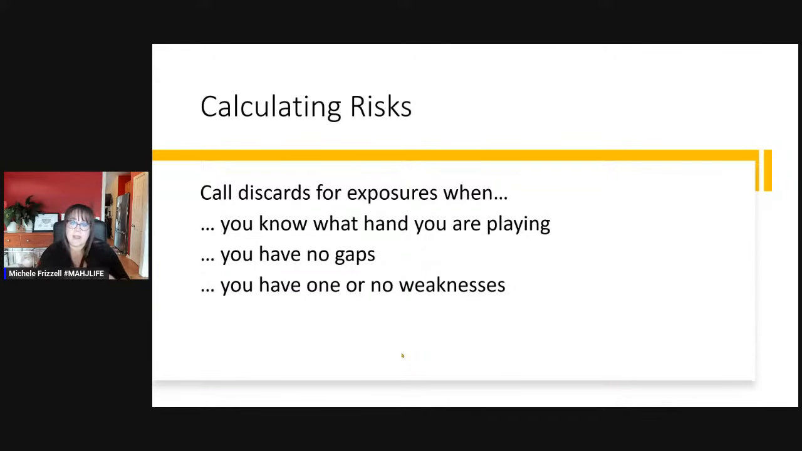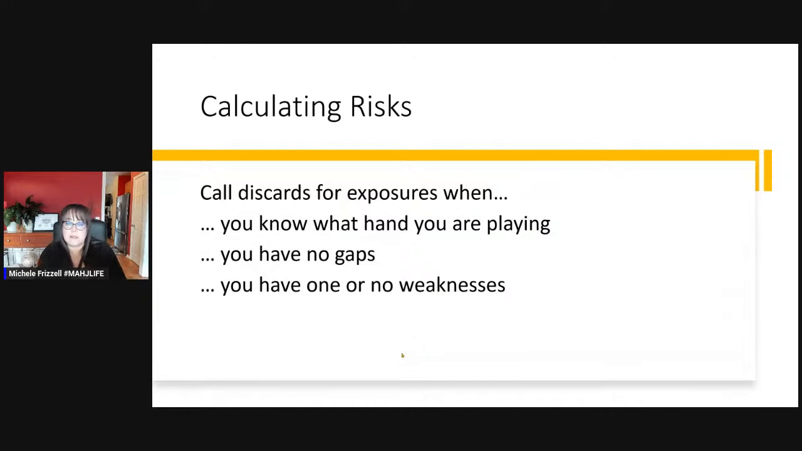Because if you're at that level of hand development, you're probably a front runner in the game. Meaning if you picture a race and there are runners on the track and the runners are pushing themselves in the front. If you know what hand you're playing, you have no gaps and weaknesses, you're going to be one of those front runners. But let's say that you don't know what hand you're playing, or maybe you know what hand you're playing, but you have a gap. You're going to maybe be more of a contender or even an underdog at the back of the pack.